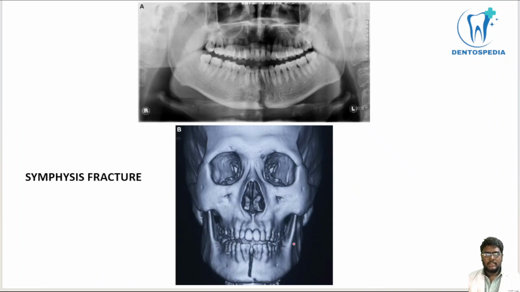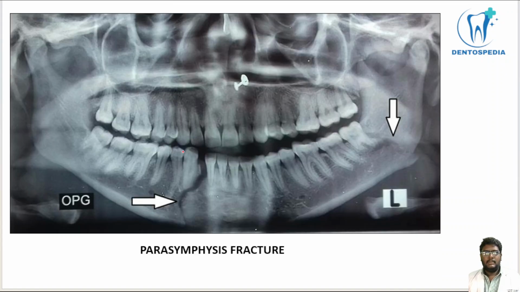And this is a symphysis fracture. You can see in the OPG there is a clear fracture line, and this is a 3D CT scan. You can see the fracture line easily, and this is a parasymphysis fracture.